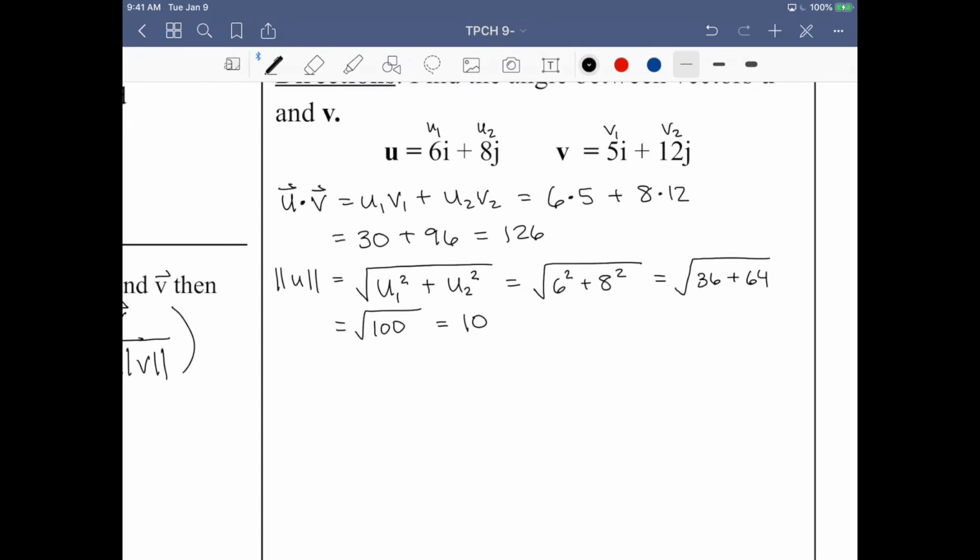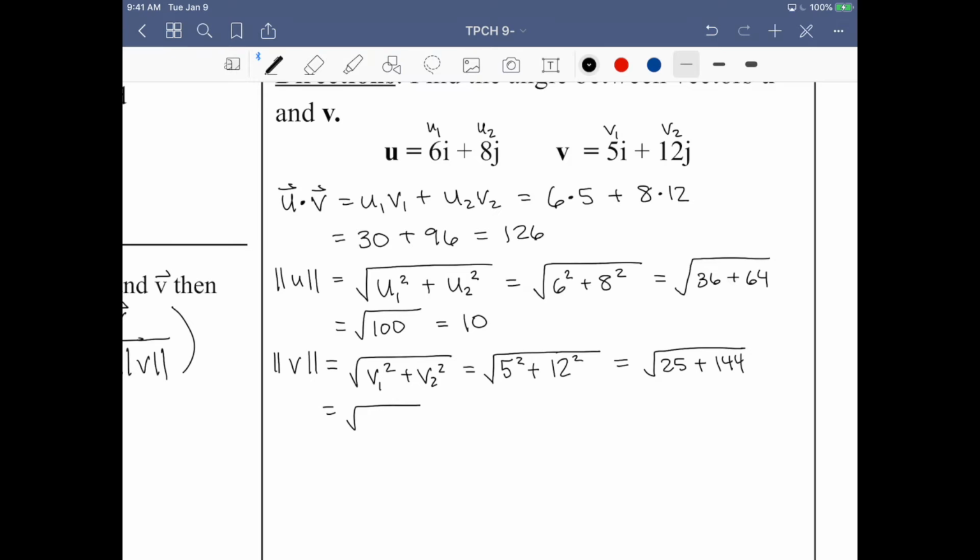Now let's find the magnitude of vector v. Very similarly, I'm going to have v1 squared plus v2 squared. v1 is 5. Let me make that a little bit better. 5 squared plus v2, which is 12 squared. 5 squared is 25. 12 squared is 144. 25 plus 144 is 169. The square root of 169 is 13.